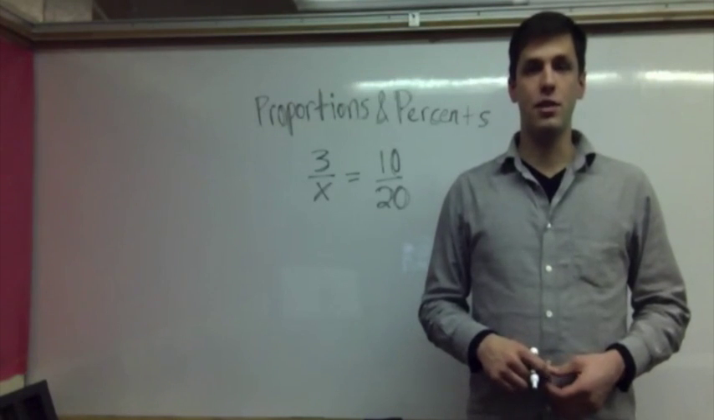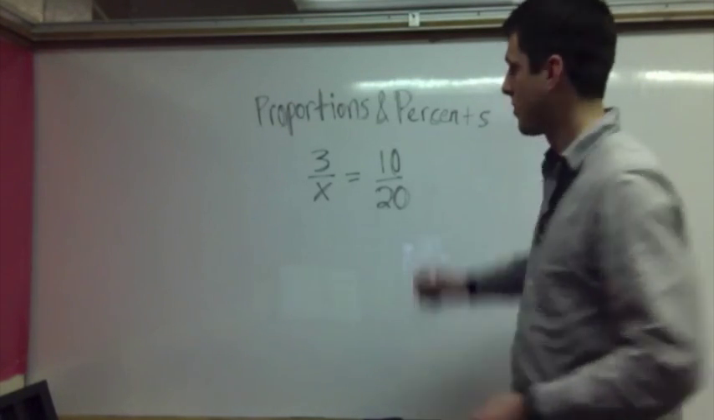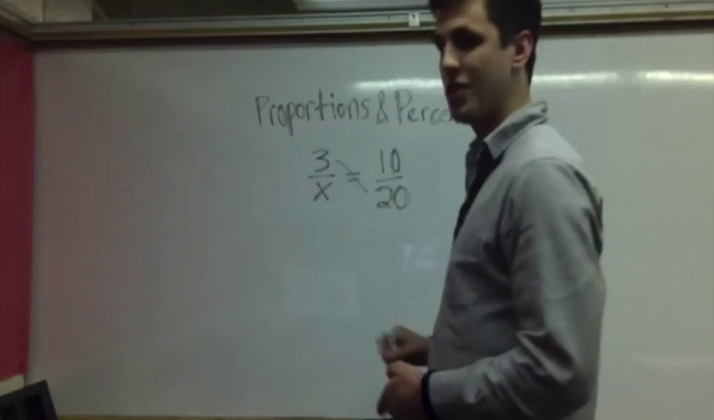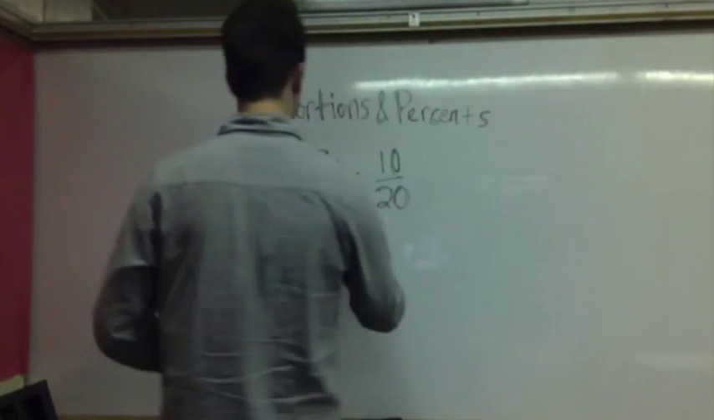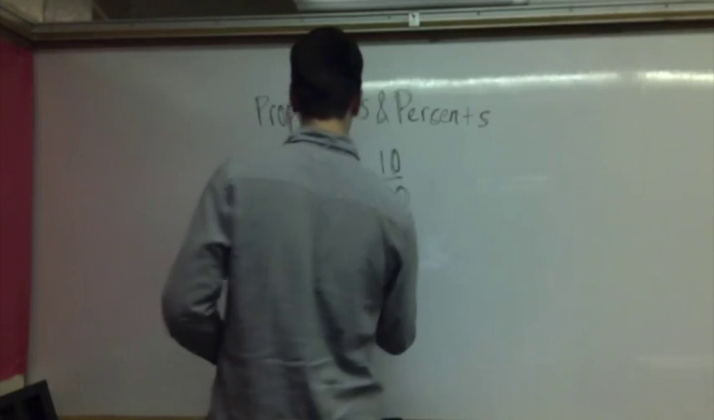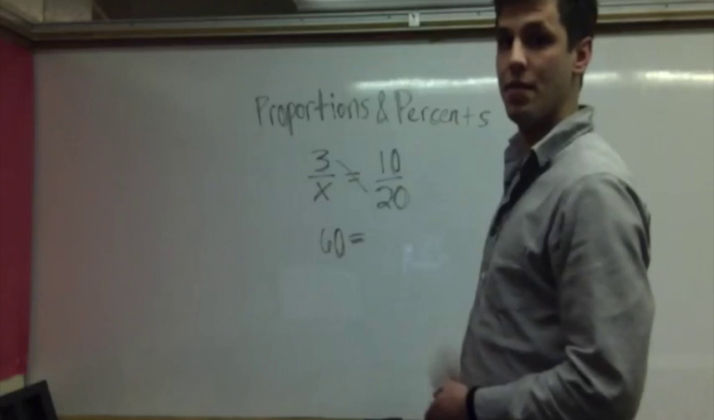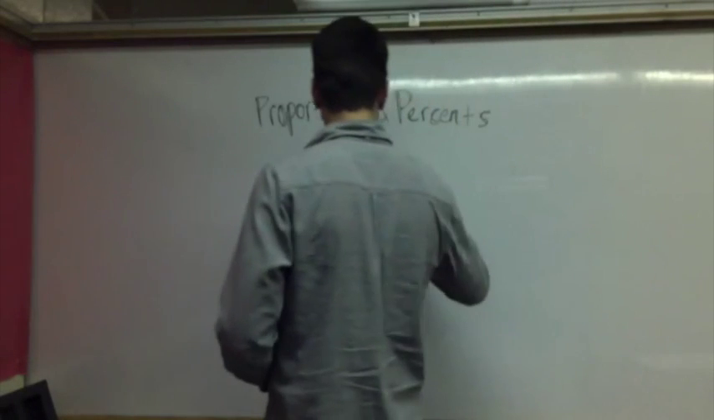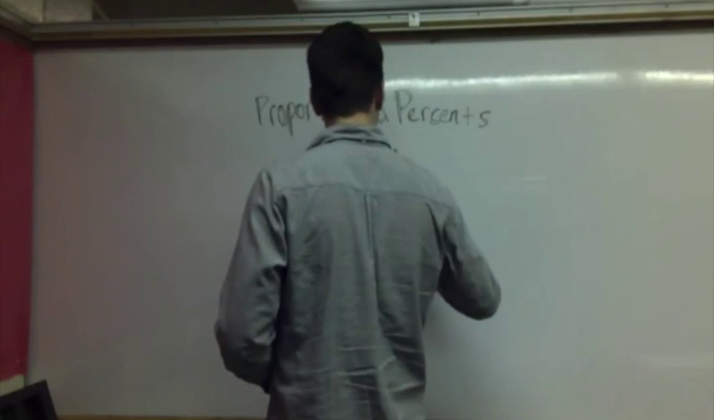All right, let's see if what you got is correct. Cross multiply, 3 times 20 is going to be 60. And that equals x times 10, which is 10x.